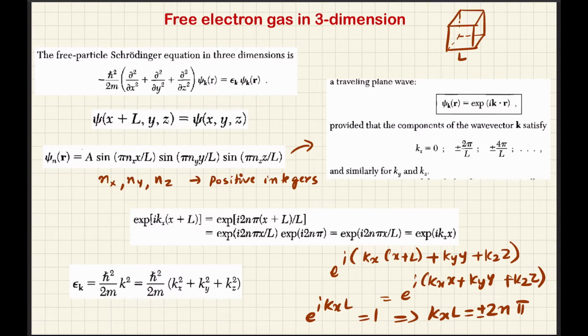Now, the energy can be written as, you know the expression for energy, h cross square k square by 2 m. We derived this in the previous lecture, and instead of k, it now has 3 components. So k square becomes k x square plus k y square plus k z square. So this is the energy of the free electron gas in the 3 dimensional case.